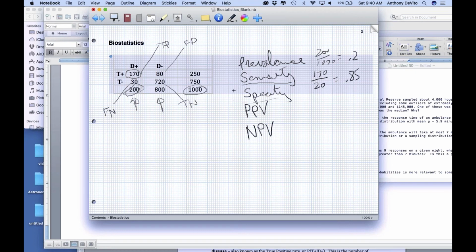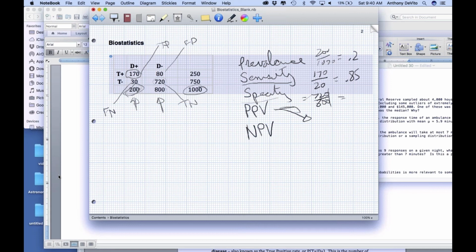Okay, so what about specificity? Well, the specificity is the percentage of people that don't have the disease that correctly tested negative. Okay, so how many people don't have the disease? 800. How many people did the test correctly identify as not having the disease? 720. So the specificity is 720 over 800. Okay, somebody can figure that out for me. I'll fill it in eventually, otherwise I'll just leave it that way.